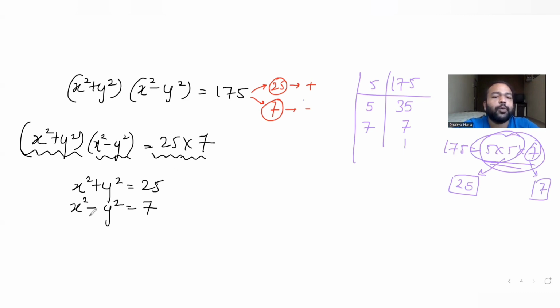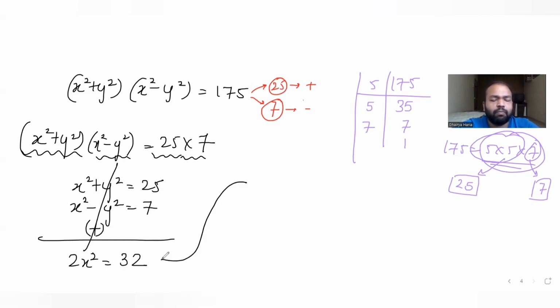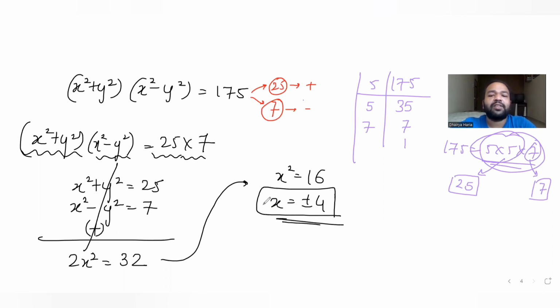once I have the two equations with me, if I just add them, I get 2x square equal to 32. So now if I try to find the value of x here, I get x square equal to 16, x becomes plus or minus 4. So I get the value of x. Now let's try to find the value of y.